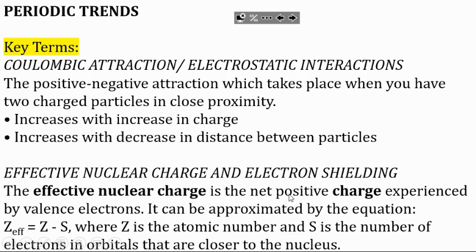Effective nuclear charge is the net positive charge experienced by the valence electrons. You can figure it out by taking the equation Z minus S, where Z is the atomic number, and S is the number of electrons in the orbitals that are closer to the nucleus. In other words, the non-valence electrons. And that'll tell you your effective nuclear charge.